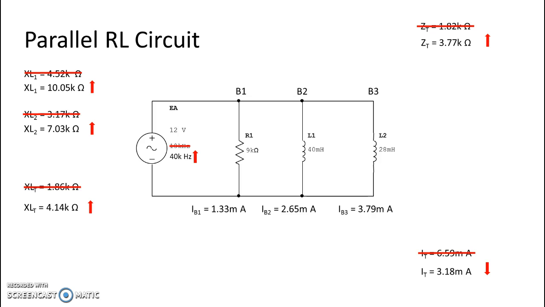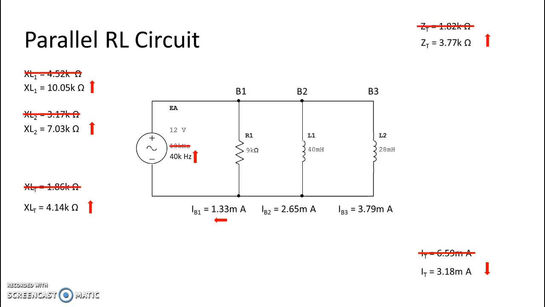Okay, so frequency doesn't affect the ohmic value of our resistor, and because it doesn't affect the ohmic value of our resistor or voltage, and current is voltage divided by resistance, if neither of those values change, we would expect current also to stay the same. And it does indeed. So we have a current that remains the same at 1.33 milliamps for branch 1, which is where our resistor is.